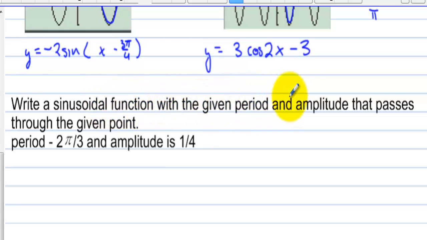Write a sinusoidal function with the given period and amplitude that passes through the given point. So the period is 2 pi over 3, and the amplitude is 1/4.